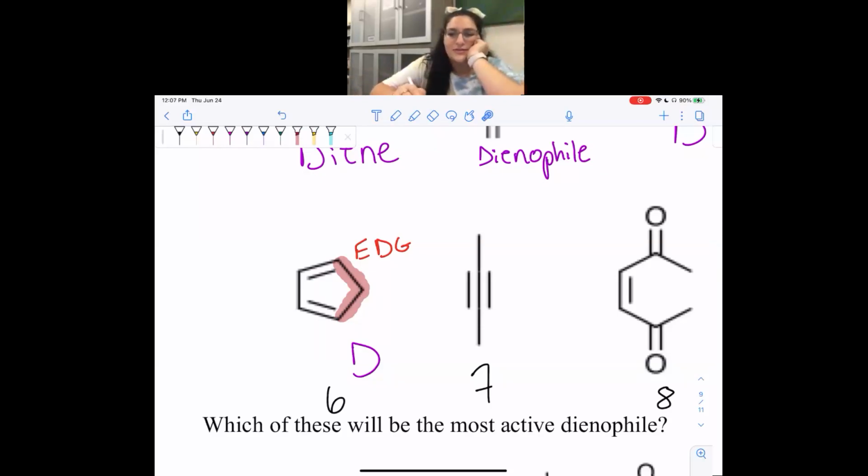Someone asked, how do you know it's an electron donating group? We know that R groups, so carbon groups, are going to donate electrons very lightly through electronic effects. So all R groups are going to be donating groups. And I can put that in parentheses. Yes, so R groups.